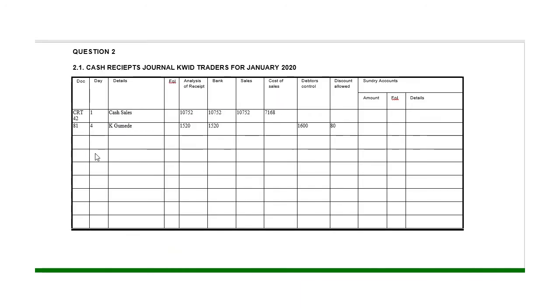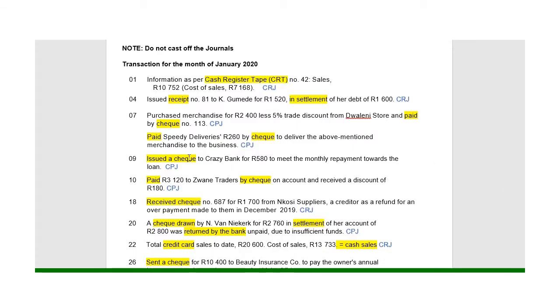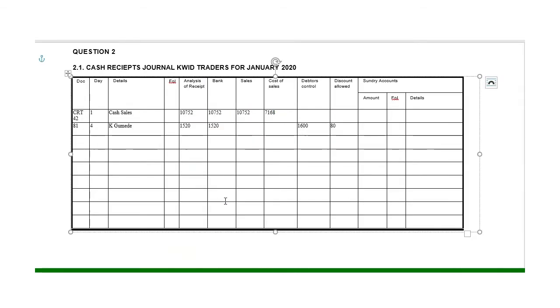We receive a check, but I cannot put the check number in. If I receive money, I will issue a receipt. So although they give me the check number of the check that they gave me, that is not my source document. My source document will be the receipt that I give them. So it's not 687. I've got to use the next receipt number in the sequence. Now the previous one was 81, so my next receipt will be number 82.